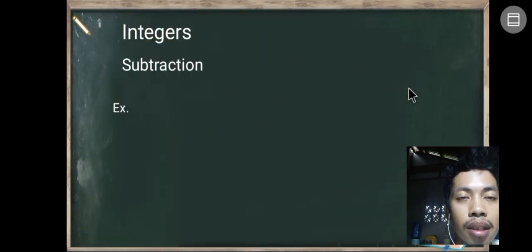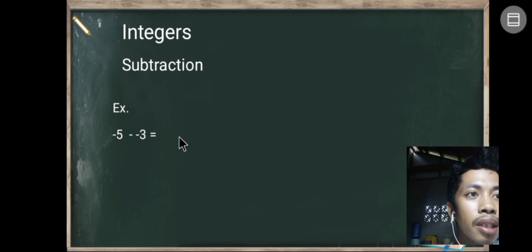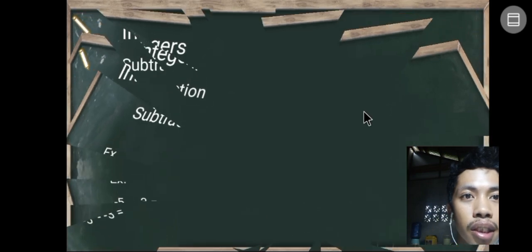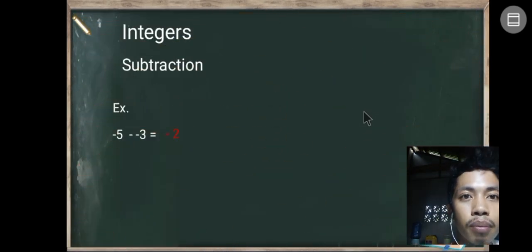Then for example, if we have negative 5 minus negative 3, according to the rule, if it's the same sign, we need to subtract automatically. Then, negative 5 minus negative 3 is negative 2. So the answer is negative 2 because we're gonna copy the sign of our two integers.